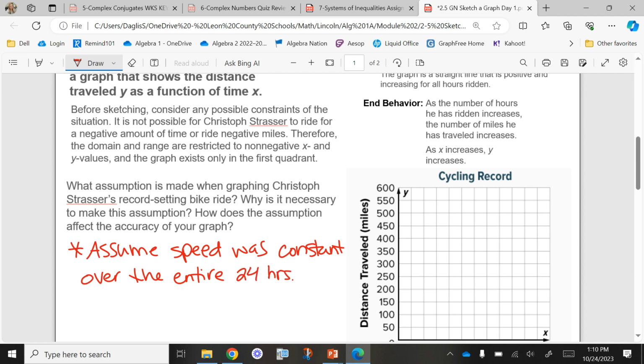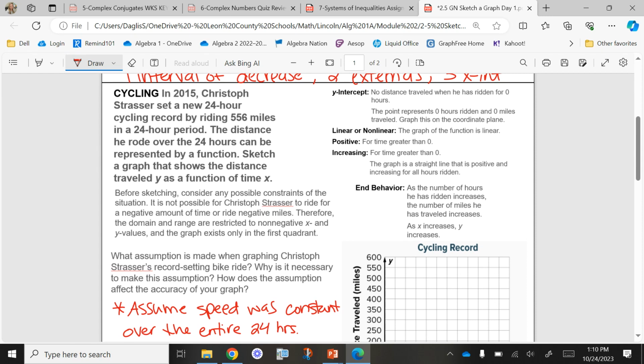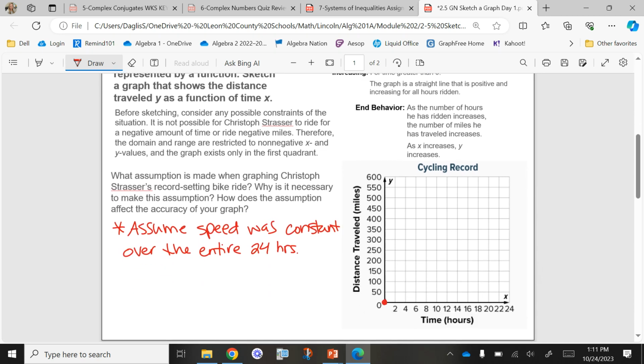So what kind of graph could I draw, do you think? Would this be linear or non-linear? Linear. If we're assuming it's a constant rate of change, we're going to assume this is going to be a line. Joelle, do you have a question? No. Okay. So they do give me some key features. A y-intercept: it says no distance traveled when he has ridden for 0 hours. So what would my y-intercept be? 0. If he hasn't started, he hasn't gone anywhere, right? So we know this is going to start at (0, 0).